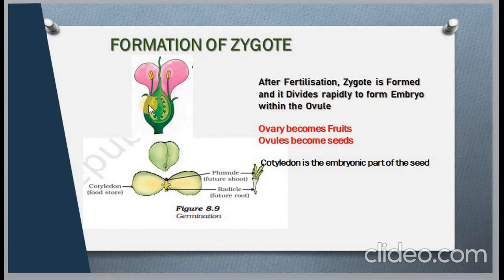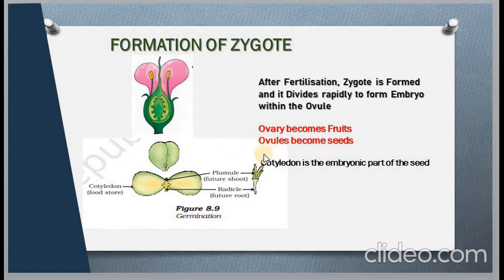You have to remember that it's the ovary which becomes a fruit and the ovules inside become the seeds. So when you eat a fruit, the outer layer is an ovary and the seeds inside, what you see, is made from ovules. You'll have to remember that ovary becomes a fruit and ovules become the seeds.